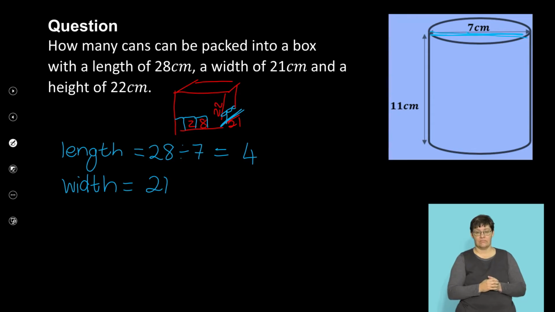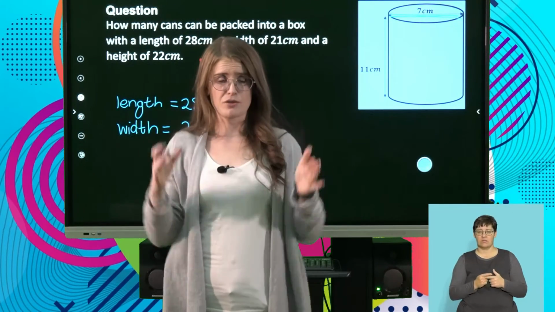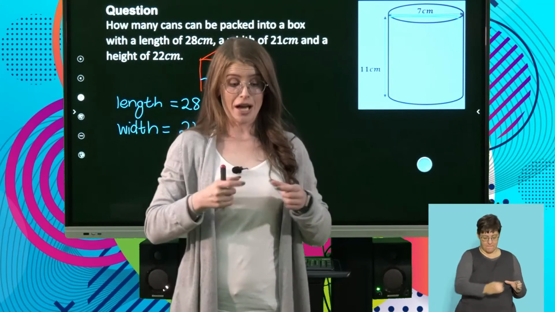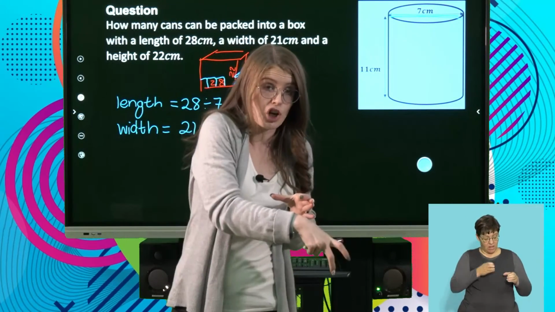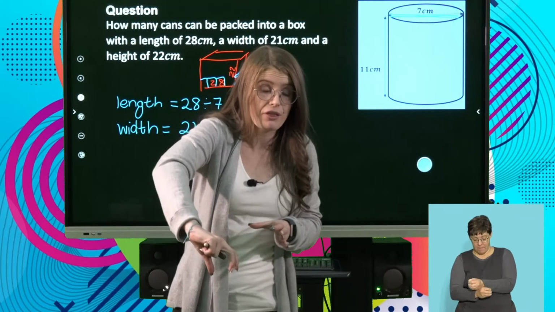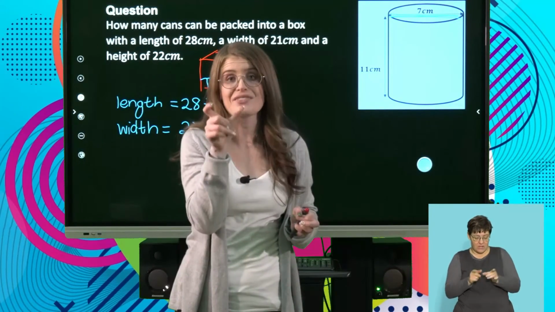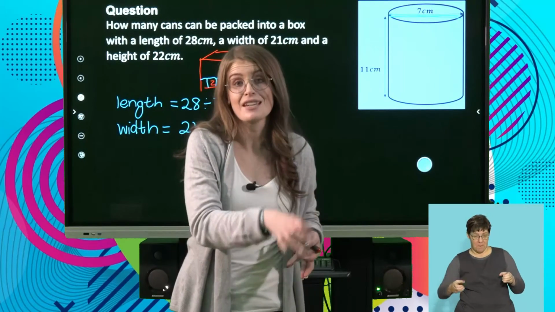So everyone, if you're struggling to visualize the box, just imagine it's a box of cool drinks and the cans are being placed into it. I know that the diameter is going to affect how many I can put along the length and the width of the box. Because if I'm packing them tightly next to each other, the widths of the can matter because I need to know how many I'm actually going to fit into the box.